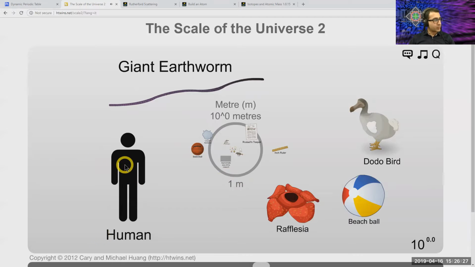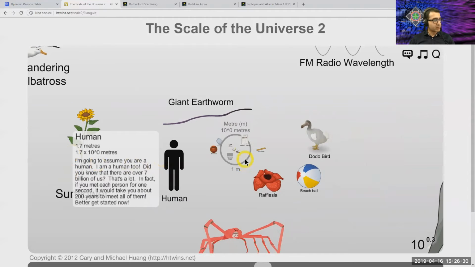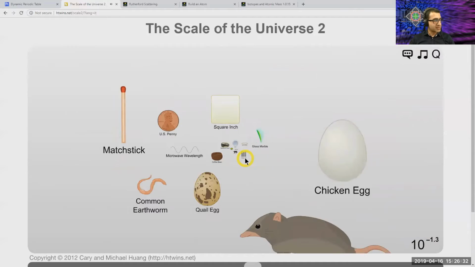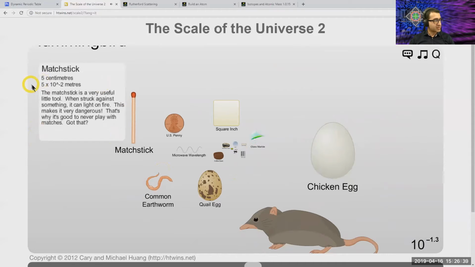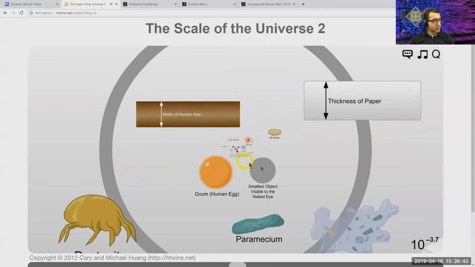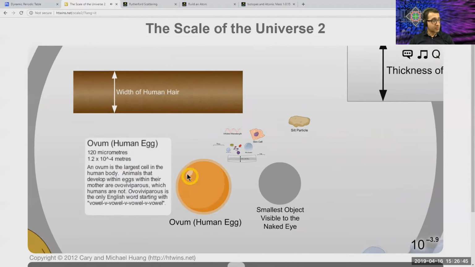So we start with a human. So the average human is 1.7 meters tall. But if we zoom in a little bit, let's see if we can zoom in and get smaller here. So this gives you the size of a matchstick, 5 centimeters or 5 times 10 to the power minus 2 meters. Let's zoom in a bit smaller here. So a human ovum, which is about the biggest human cell, is 120 millionths of a meter, 120 micrometers, or 1.2 times 10 to the power minus 4 meters. And this is barely visible with a very sharp human eye.